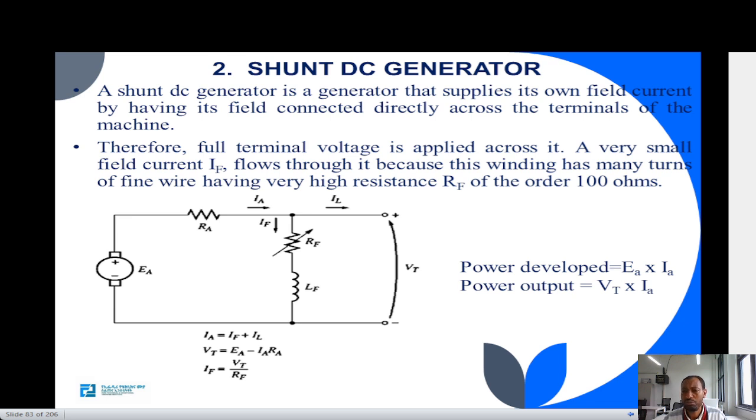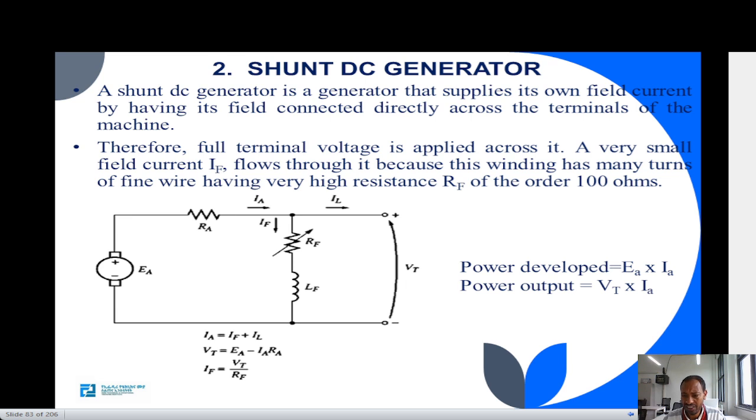The word shunt simply means parallel, right? So in this type of DC generator, the field winding and the armature winding or circuit are connected in parallel. Such a type of DC generator we call the shunt.